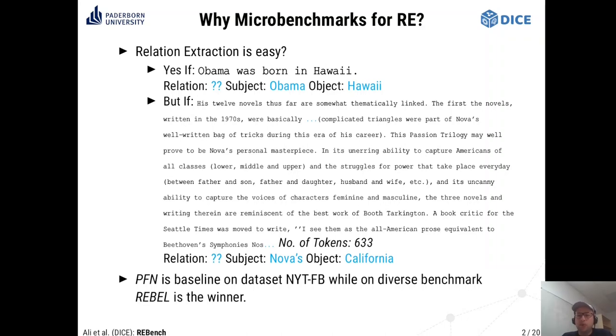So if a system is evaluated or created on simple sentences, and we put it into a hard situation with a sentence like this, it will definitely reduce its scores in the actual environment. And we will show it in our evaluation. PFN is a baseline system for relation extraction, and it is trained on NYTFB, while another system, REBel, is also trained on NYTFB. When we evaluate both of them on the diverse microbenchmarks created by REBench, the story is inverse, and REBel is actually the baseline instead of PFN, and we will talk a little bit about why it happens in this case.